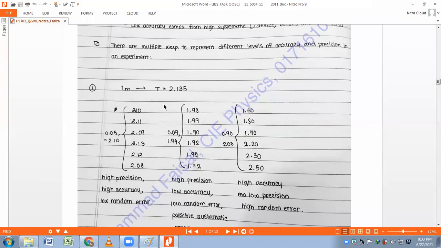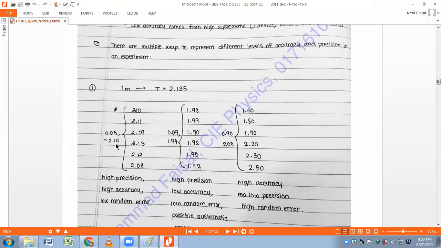So if you try to find out the difference between the smallest and the highest value, this is one of the ways we can find out whether the data is precise or not. The smallest is 2.08 and the biggest value is I think 2.13. So if we find the difference of these 2 terminal values, minimum and maximum, that difference is 0.05. So that's a pretty small amount of deviation. And the average of all of these numbers comes to 2.10.